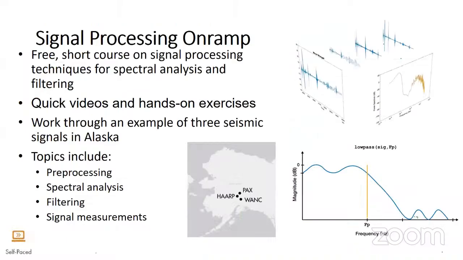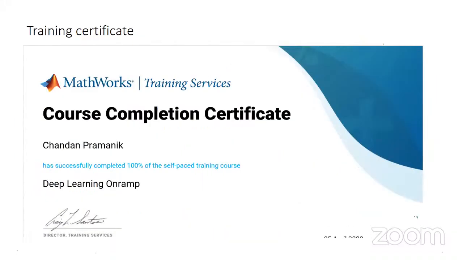And after that, Onramp is there. If you go to the MathWorks website, you will see the Signal Processing Onramp. Here you will see the step by step process, like pre-processing, how to do spectral analysis, filtering, or signal measurement. So that kind of hands-on experience and videos are available in the Onramp sections. Okay, and after course completion, you will be certified.